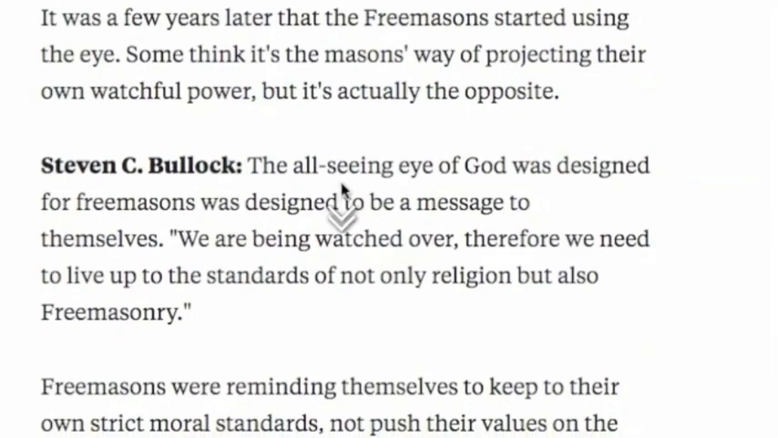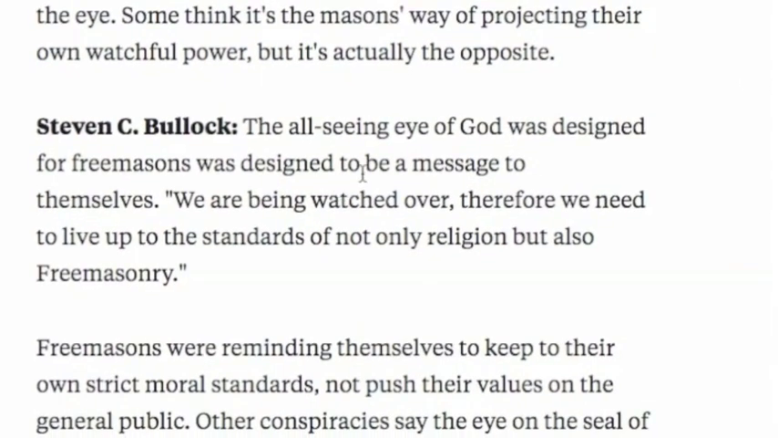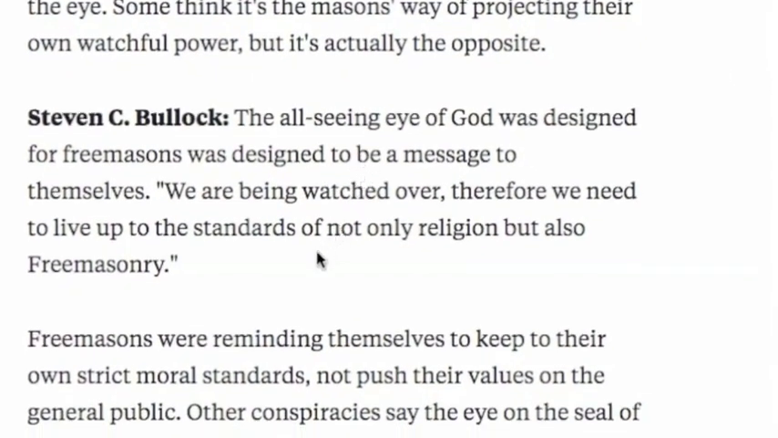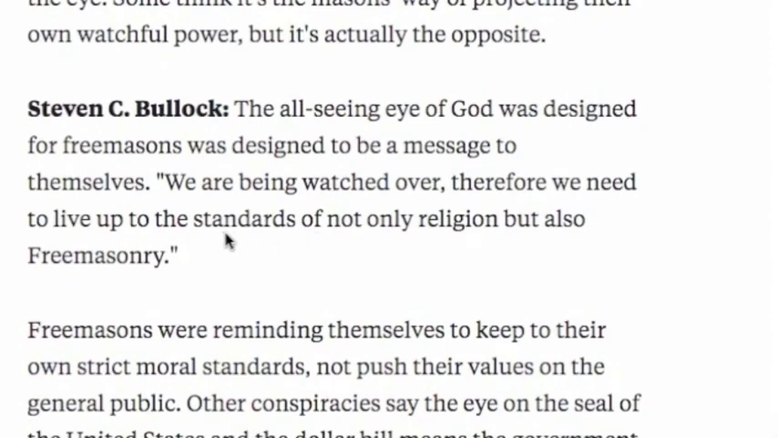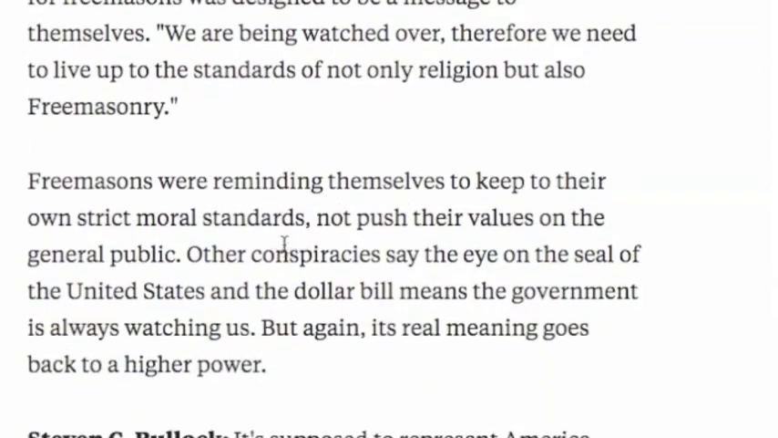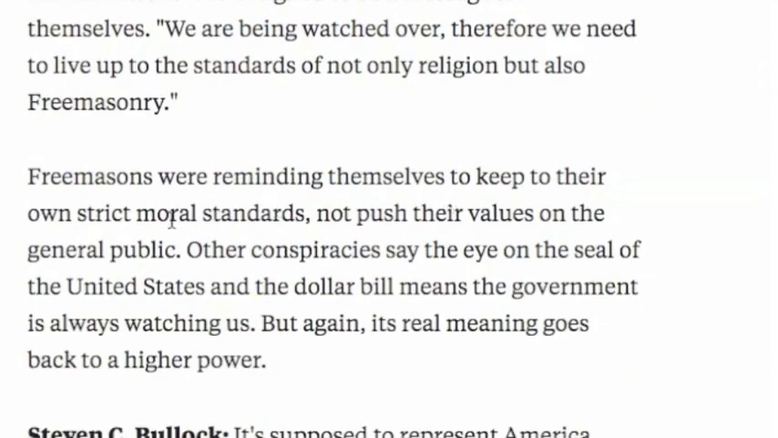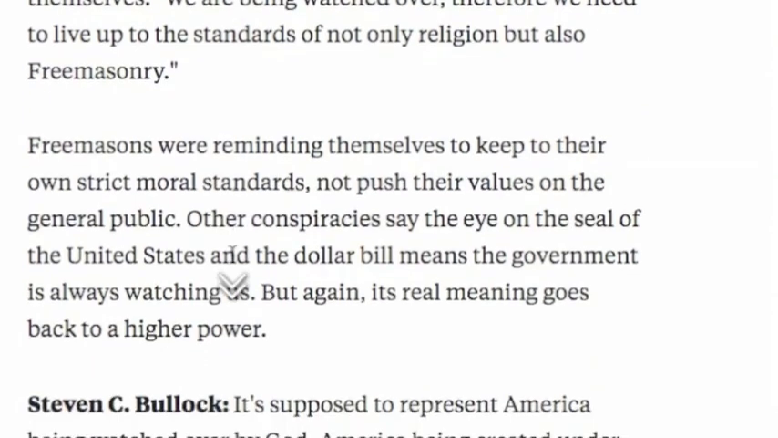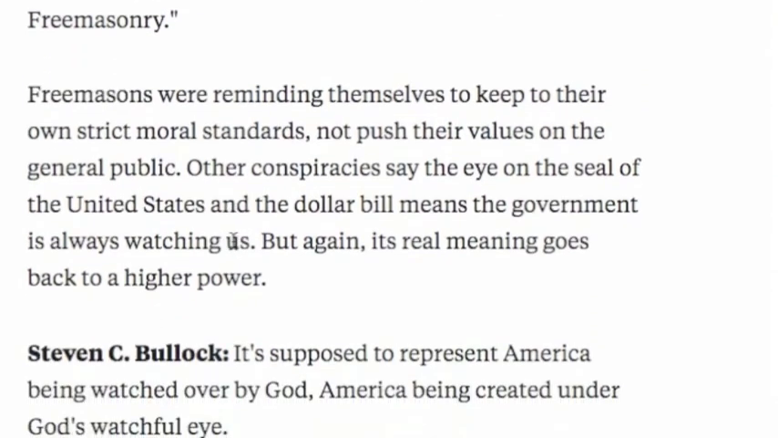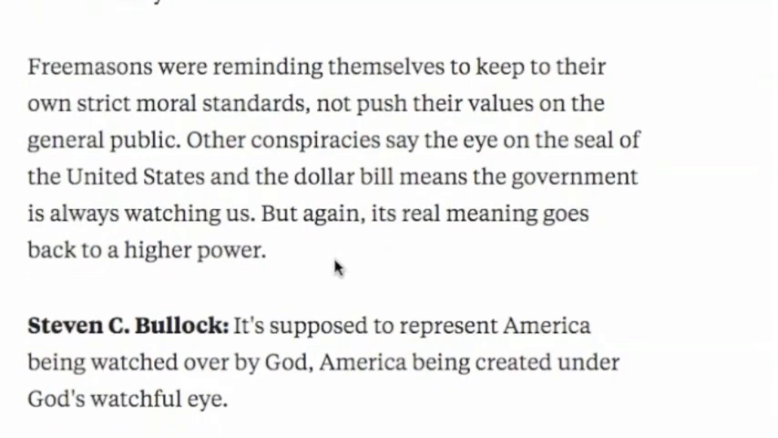Stephen C. Bullock is going to talk again. The all-seeing eye of God was designed for Freemasons, and was designed to be a message to themselves: we are being watched over. Therefore, we need to live up to the standards of not only religion, but also Freemasonry. Freemasons were reminding themselves to keep their own strict moral standards, not push their values on the general public. Other conspiracies say the eye on the Great Seal of the U.S. and the dollar means the government is always watching us. But again, its real meaning goes back to a higher power.